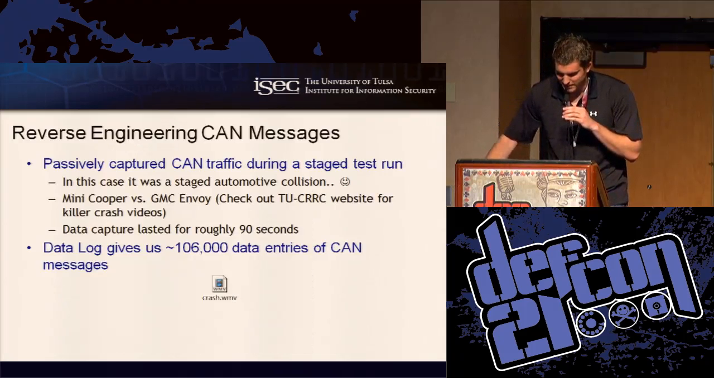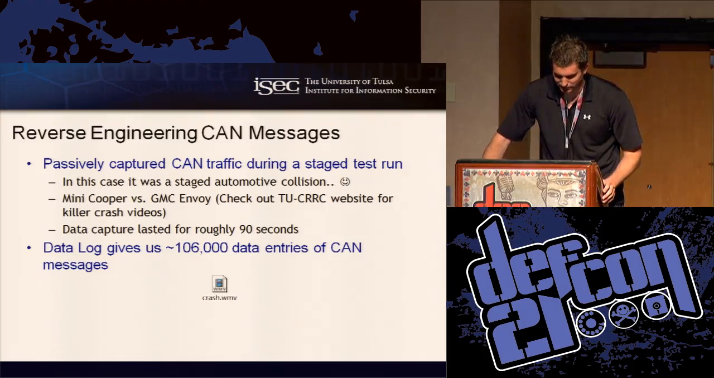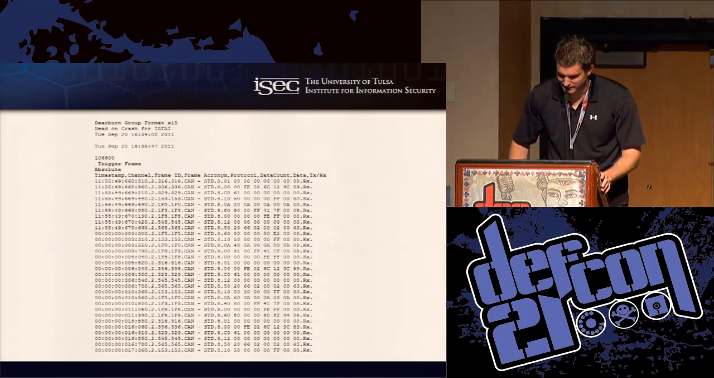We also hooked up a data logger to the actual CAN bus itself. They record all the messages, obviously, on the bus, and here's kind of the raw output of that. So message IDs and raw payload information.